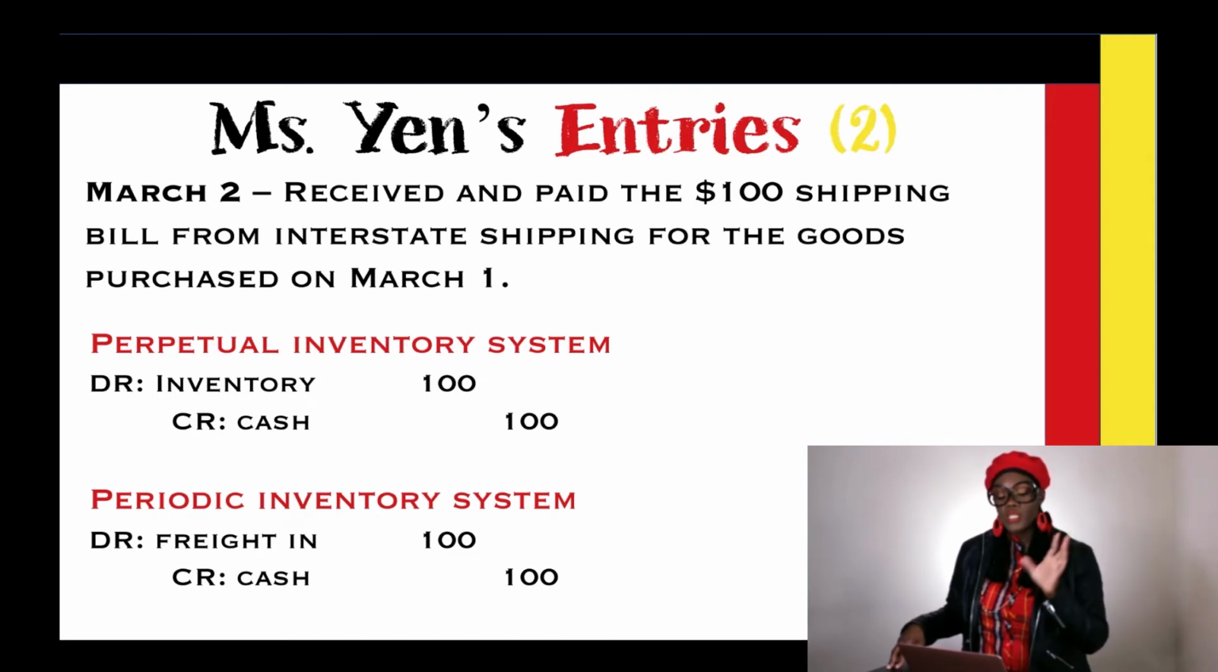And once again, in the periodic inventory system, they're doing their own thing. They're going to debit an account called freight in. Once again, I'm not going to spend too much time on that. I do want to just touch on it in case you are using a periodic system. If you have questions, you know what to do.